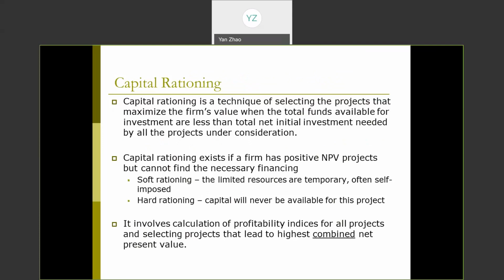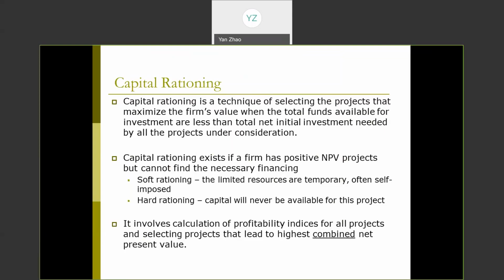What does that mean? It means, for example, if you have 2 projects you are considering, each requires $200 initial investment. If you want to do both, you need to pay $400 initially. But your bank account only has $300, which means there's no way you can do 2 projects at the same time. You have to pick one. That is the situation called capital rationing. It means when you don't have the money to do all the projects you want, you have to pick the one that maximizes the firm's value.